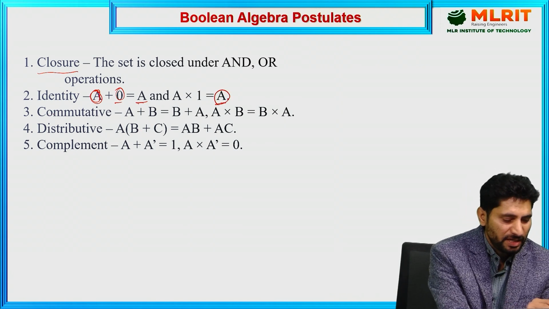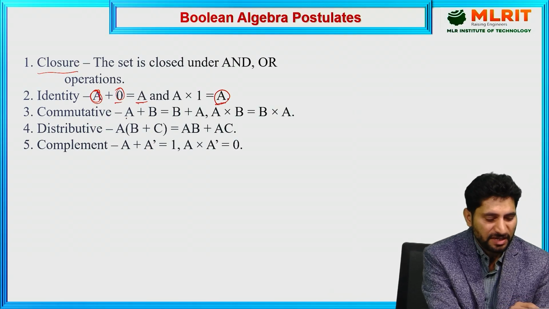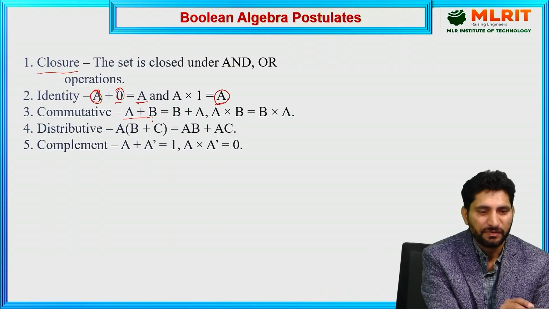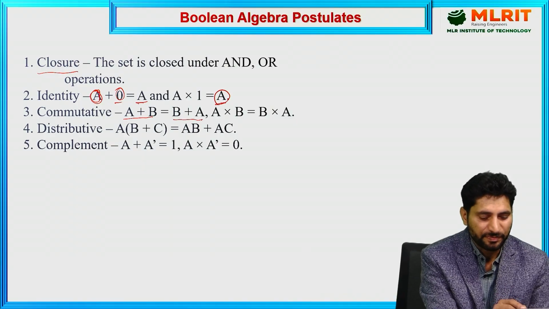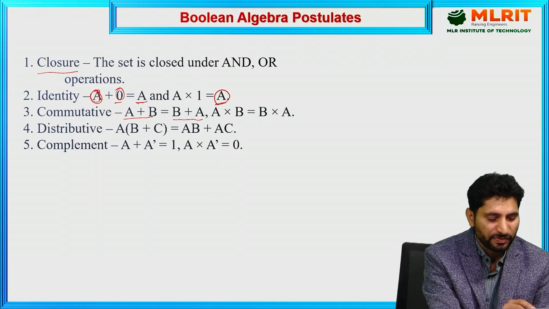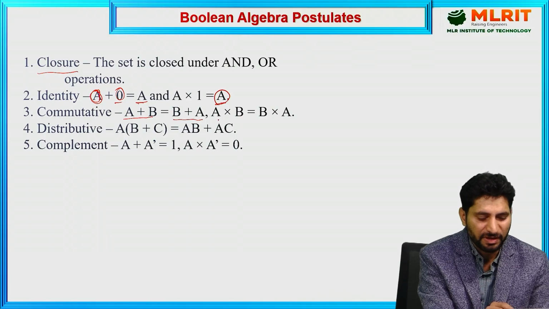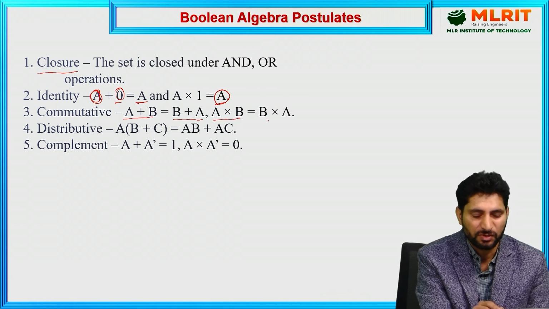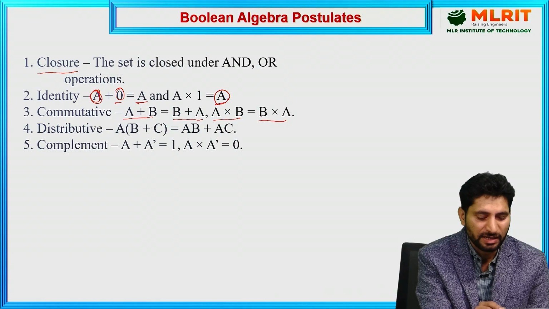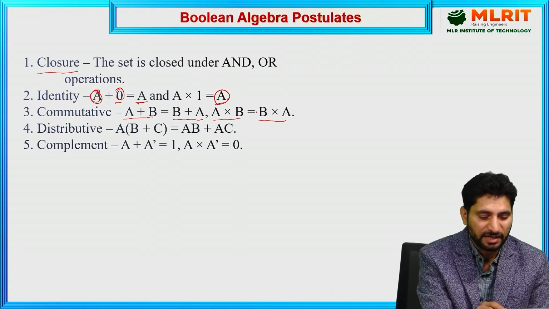Next, we will see commutative postulates. As per these commutative postulates, on the left side, A plus B will become B plus A. So what do we mean by this? If we add A with B, on the right side the variables are swapped. The same way, in the next expression, A cross B is equal to B cross A. So what we have done here is just swap the variables on the left and right side of the equal sign.